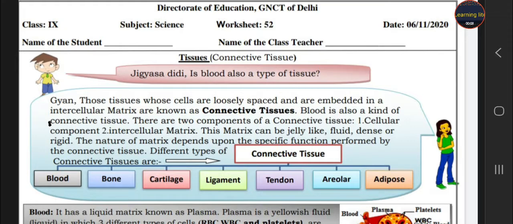So students, today we are here with our worksheet number 52, class 9, subject science, and today we discuss the connective tissue. Gyan asked, Jigyasa Didi, is blood also a type of tissue?